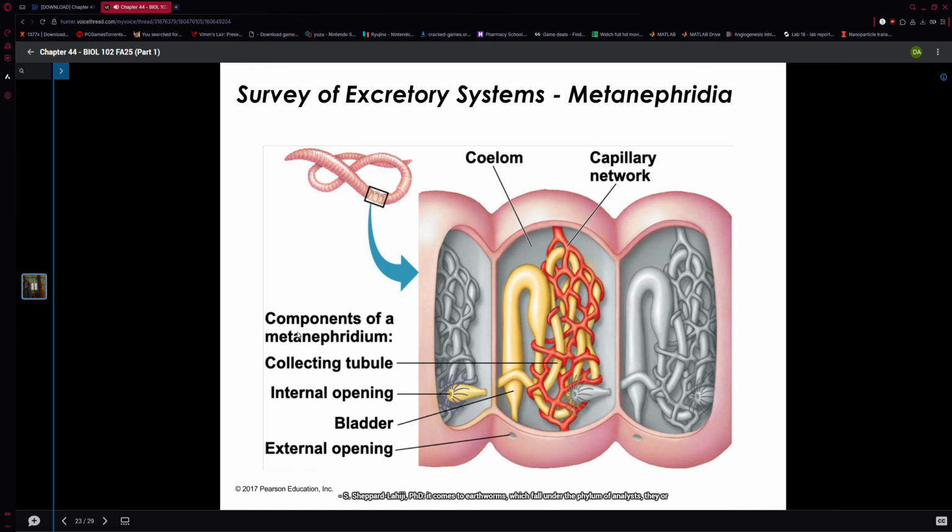Now, when it comes to earthworms, which fall under the phylum of annelids, many annelids live in watery environments, and so they'll release hypoosmotic urine, as well as the flatworms that we discussed in the previous slide.